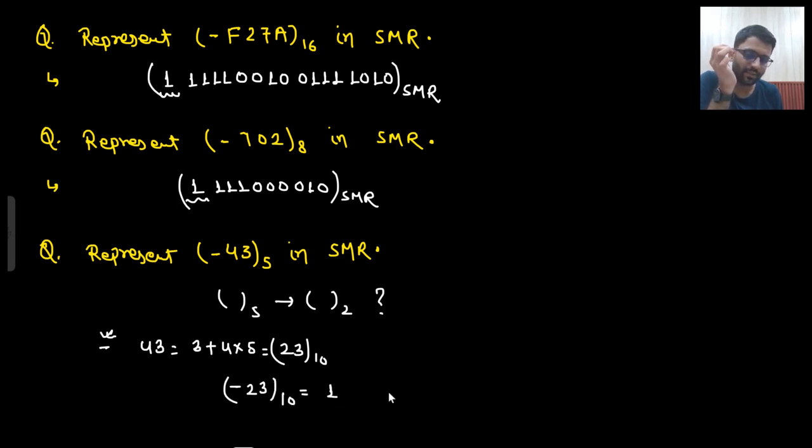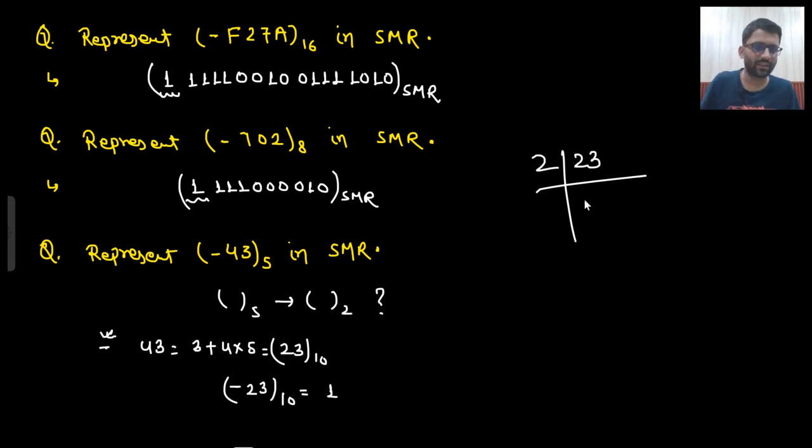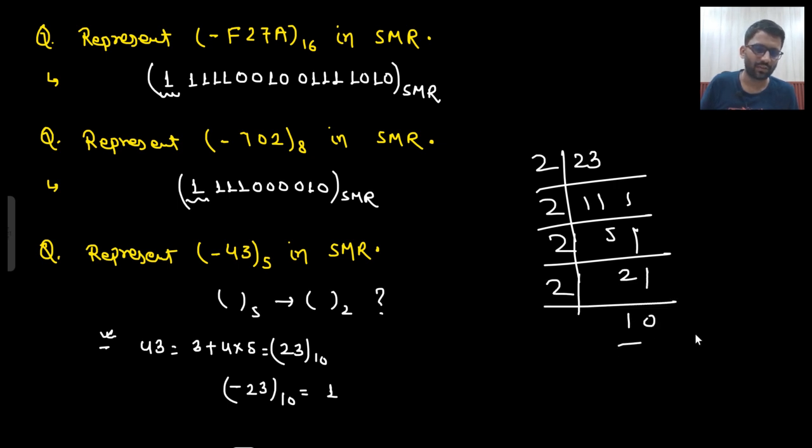So minus sign bit 1. What about 23? You could have done it in this manner as well. 23, divide by 2: 11, 1 will be left. 5, 1 will be left. 2, 1 will be left. 0. So that would be the answer: 1, 0, 1, 1, 1. Right? Or you could have thought in this manner as well.